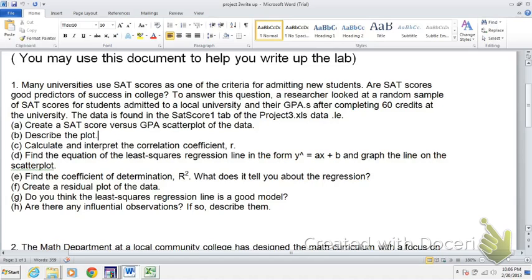Okay, now we go a little deeper. So in part F, it says create a residual plot of the data. And we said that if we create a residual plot, it should be patternless. You shouldn't see patterns in the residuals. So Megastat makes it fairly easy to do that. I'll show you that in a sec.